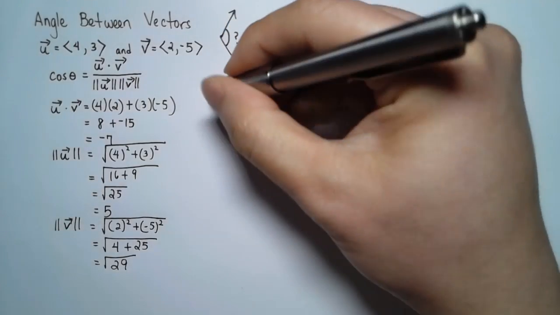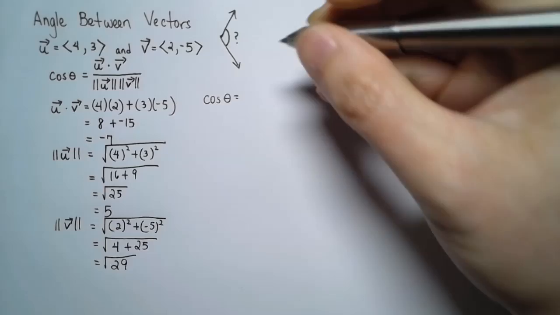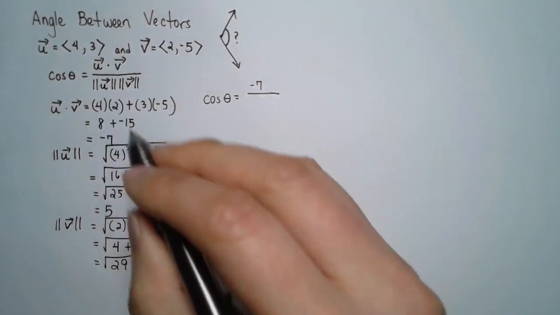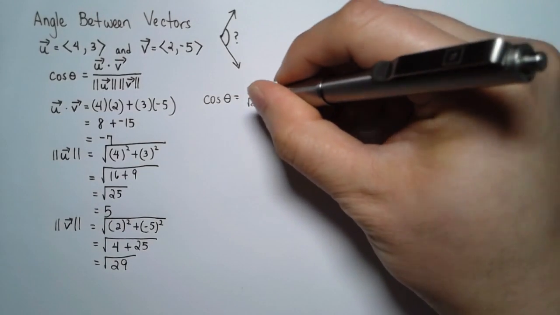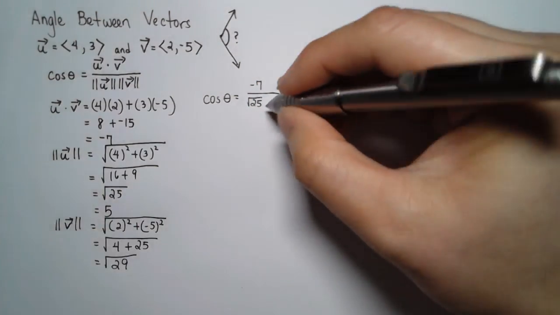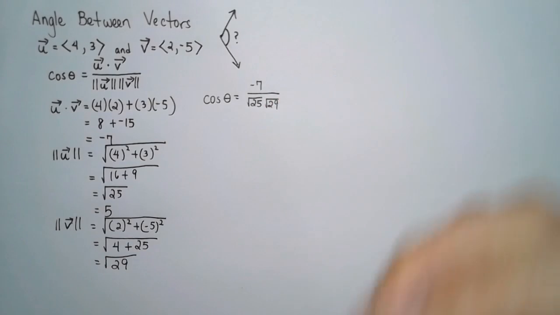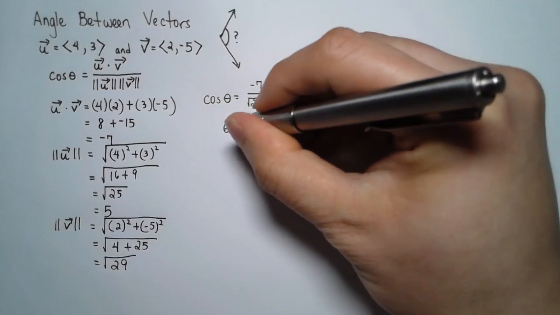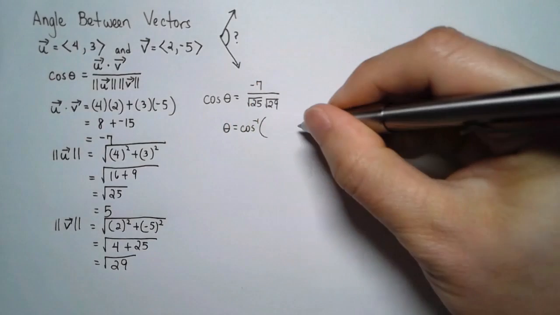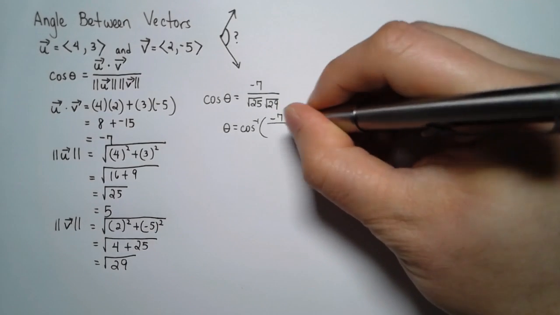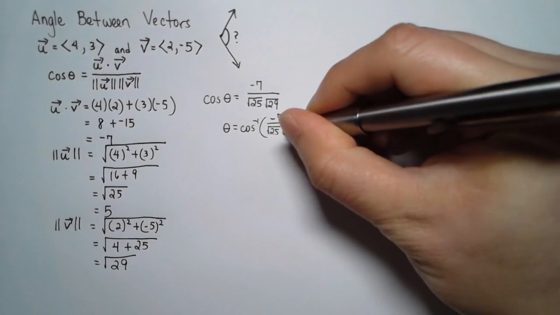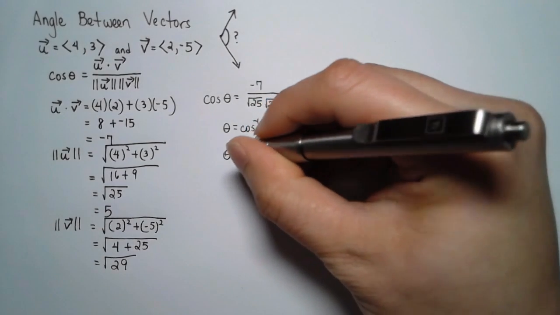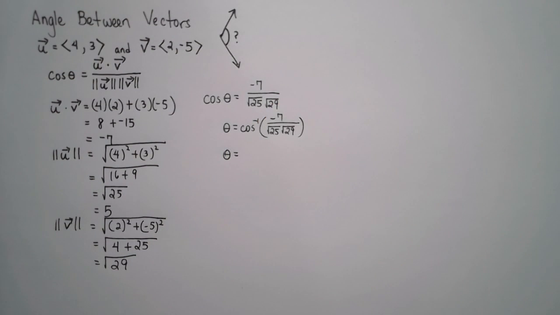Now we're going to take all of those answers and plug it in. So we now have cosine of theta equals the dot product, which is -7, divided by the magnitude of u, which is the square root of 25, and the magnitude of v, which is the square root of 29. To get the angle by itself, we have to do the arc cosine of this fraction, and we just need to put it correctly in the calculator, and we will be done, and we will know what is the angle between the two vectors.